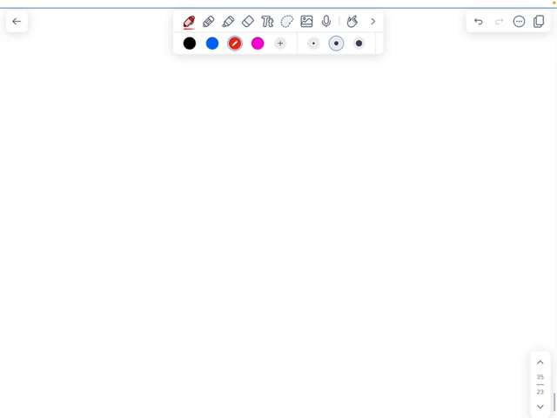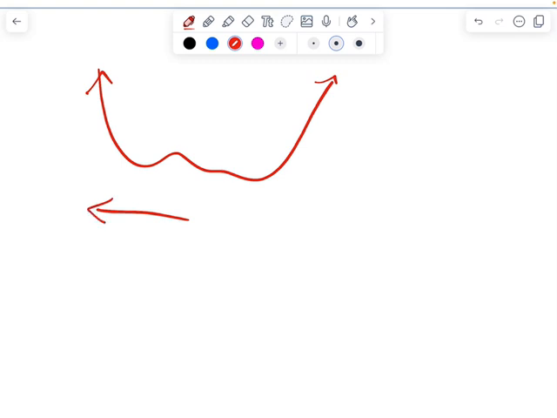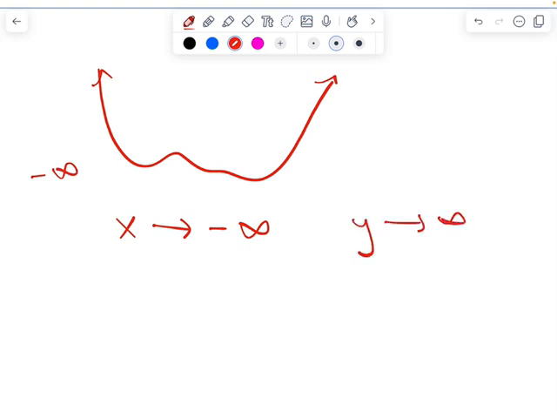So the way to describe this is, if it is a smiley face like this, we say that as x approaches negative infinity, this is negative infinity over here, so as you go left, you go up. As you get towards the left, your y value goes up. And on the right-hand side, as you approach infinity, your y value also goes up. Okay, so this is how you describe a smiley face.